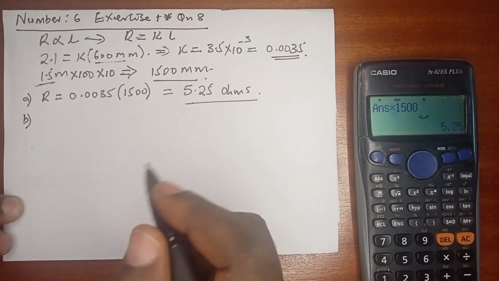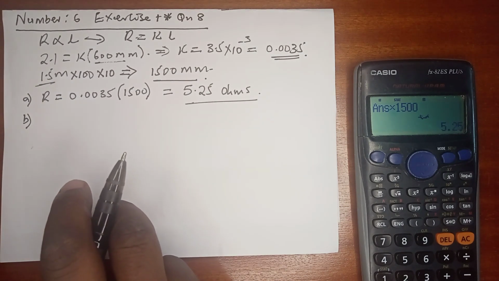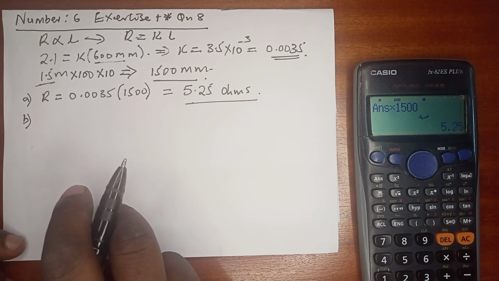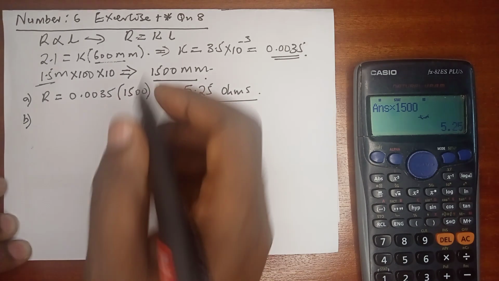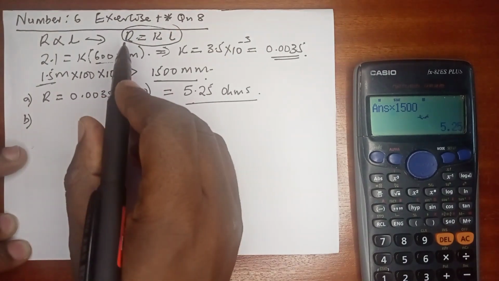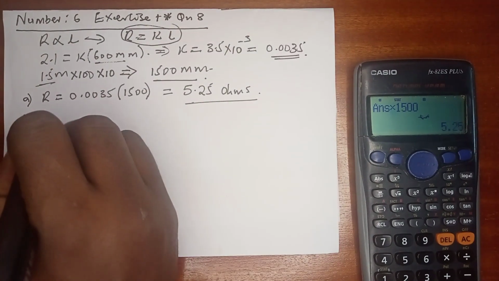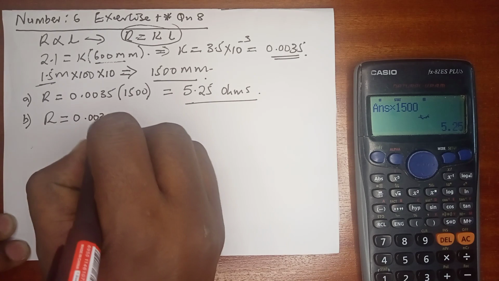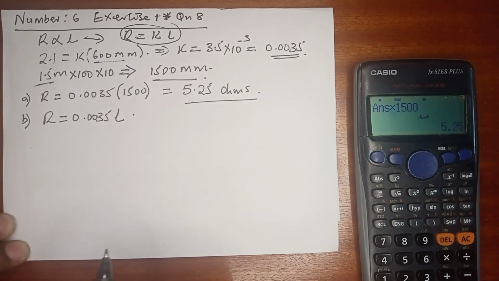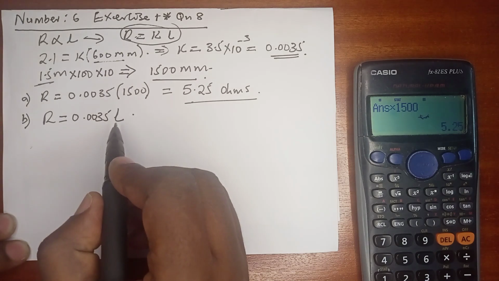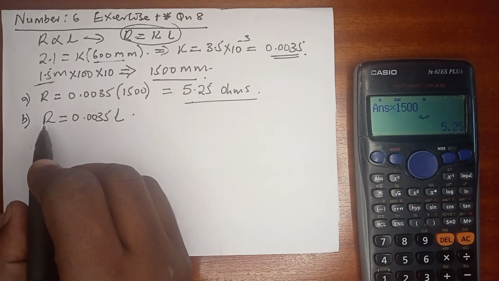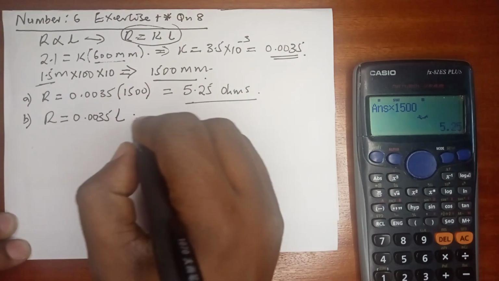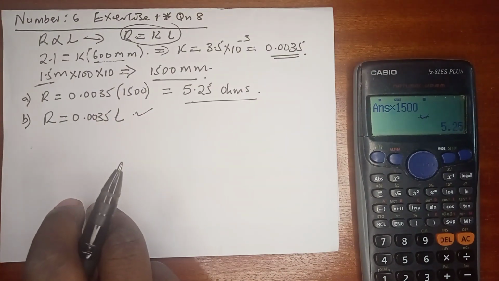Part B of the question, find the formula connecting R, the resistance, and L, the length. It goes without saying, we just come back here, because we know R is a variable. So the formula is R equals K, which is a constant, 0.0035, times L, because L is another variable, meaning as the length of the wire keeps changing, the resistance also keeps changing, but K is a constant. And that is the formula connecting R and L.